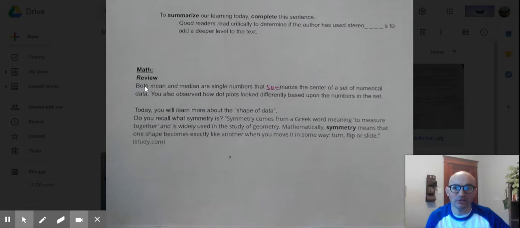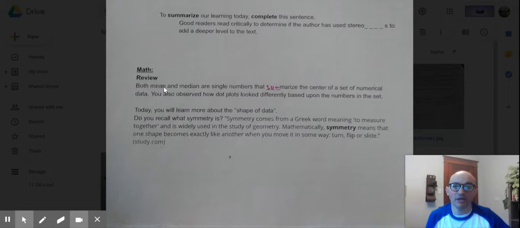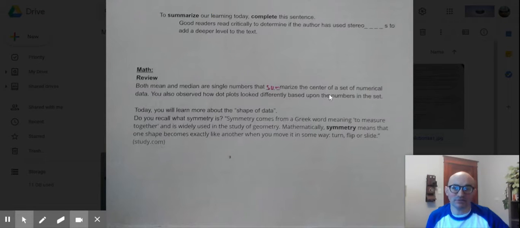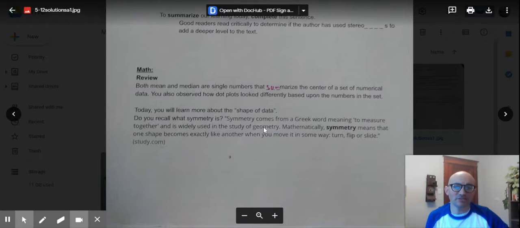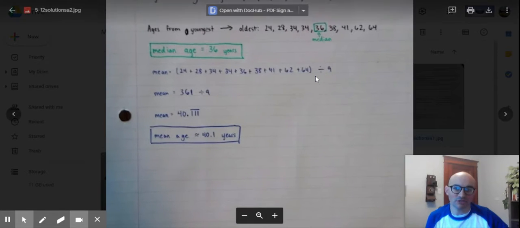So the first part here is just a quick review. As we've seen, our job is just to fill in the missing words. So I'm going to go ahead and read this. It says both mean and median are single numbers that summarize the center of a set of numerical data. You've also observed that dot plots look different based upon the numbers in the set. Okay, I'm going to skip the rest of this. You can read that on your own, and I'm going to take you to my answer to the challenge problem.